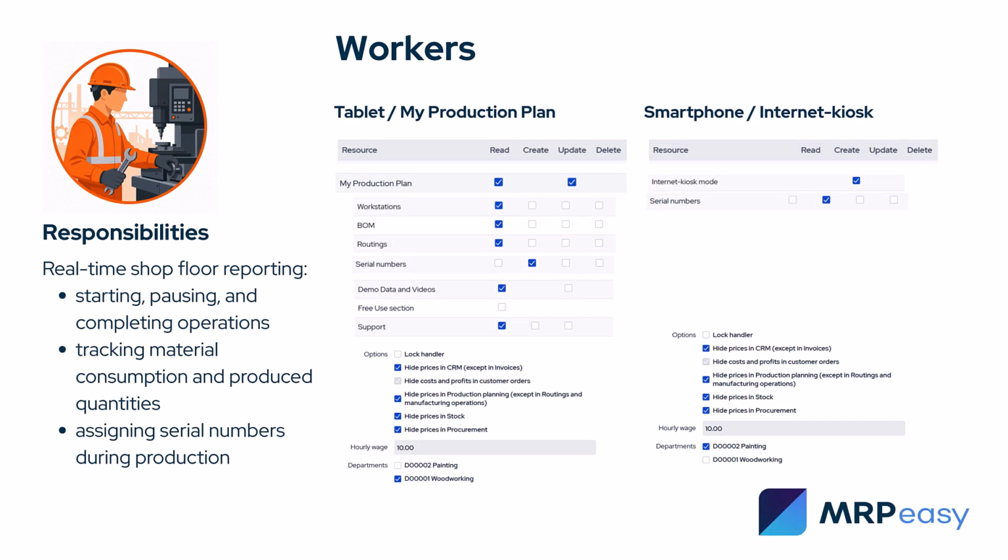Workers are responsible for real-time shop floor reporting, including starting, pausing, and completing operations, as well as tracking material consumption and produced quantities. They can also assign serial numbers during production and access the system via a tablet or laptop through the My Production Plan interface. For workers with simpler requirements, MRPeasy provides a simplified smartphone interface through a dedicated Internet Kiosk user role.